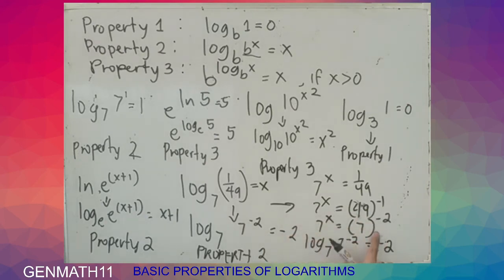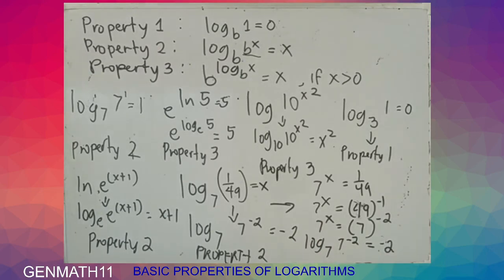Okay, tinranslate ko lang to into logarithms para mapakita ko. Okay? Log, tapos 7 negative 2, ito yan. Then, ito yung x, yun yung magiging value. So, x natin ay negative 2, since yung ating exponent na 7 dito ay negative 2. Okay? So, yun lang yan. So, yun yung basic properties of logarithms.